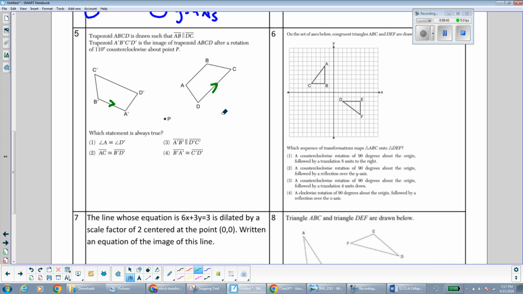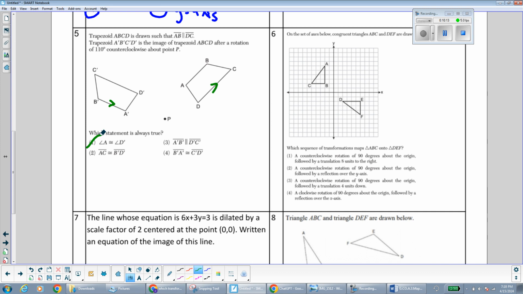So keep in mind, rotations are rigid motions. That means they produce congruent figures before and after. Remember, congruent figures have equal sides and equal angles, and that's probably all we need to know. So answer choice 1, angle A congruent to angle D prime. Well, do angle A and angle D prime match up? No, angle A and angle A prime match up. Angle D and angle D prime match up. Those are not corresponding angles. Those are not going to be congruent after the rotation.